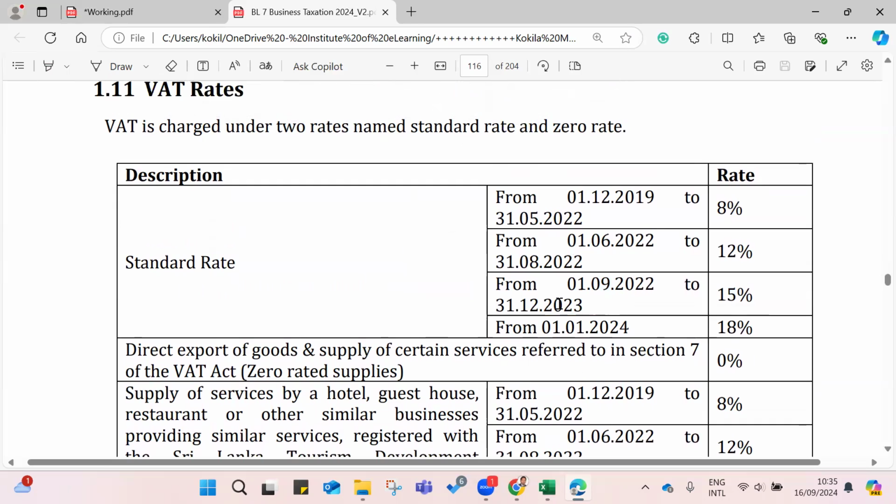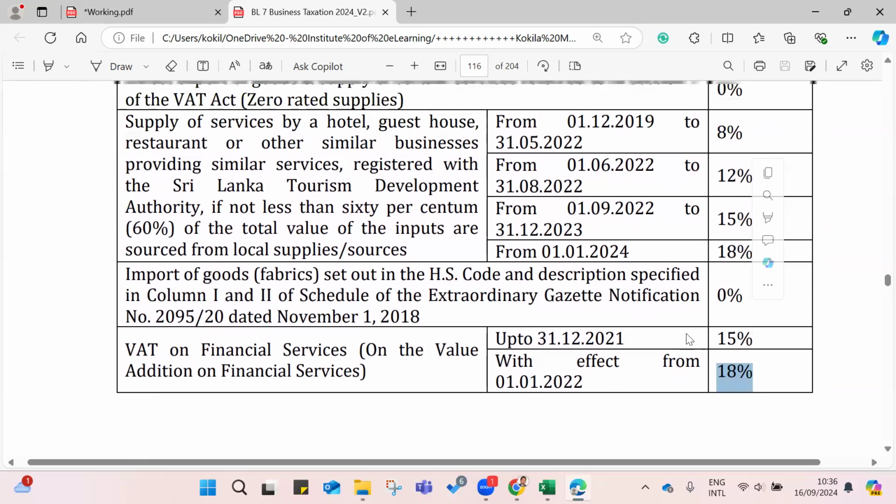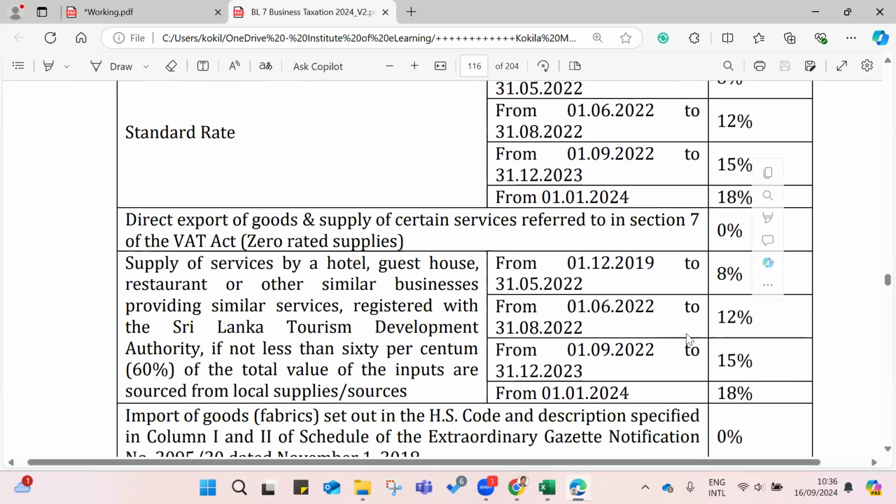Most of the cases your exam questions come under this period. So if the quarter in the VAT question says quarter ending 31st December or prior to that, you need to apply 15%, right? It's very clear. If you get any question after this, from 1st January 2024 onward, the applicable VAT rate is 18%. VAT on financial service is 18% with effect from 1st January 2022. All other cases, 18% now, right?